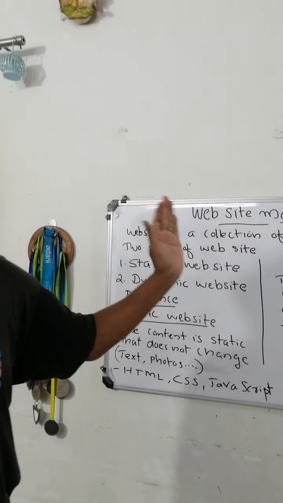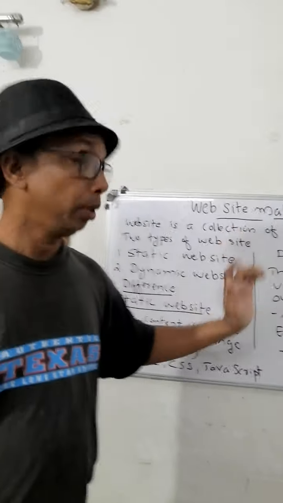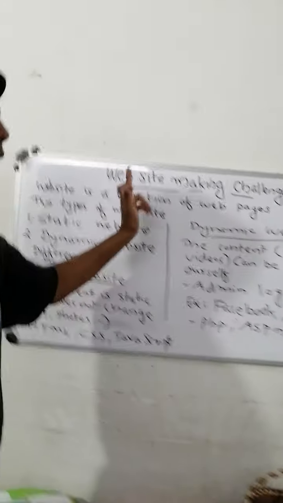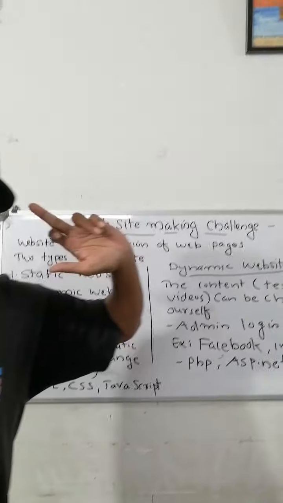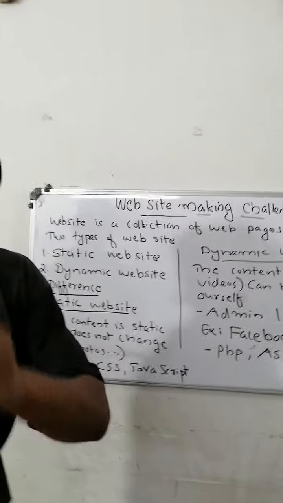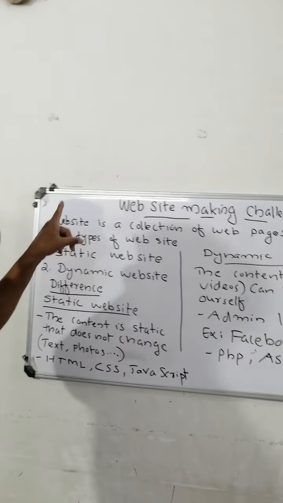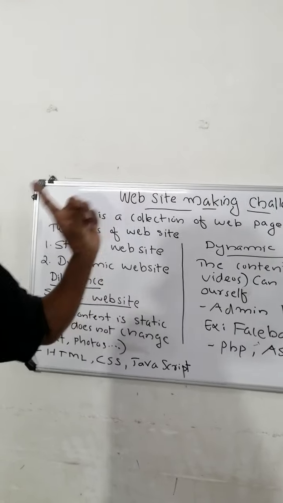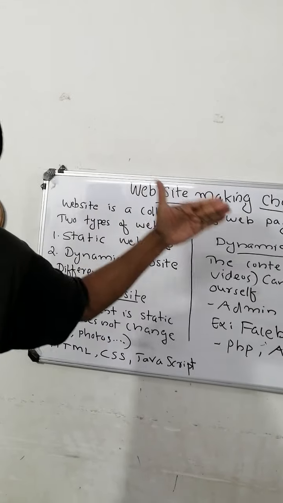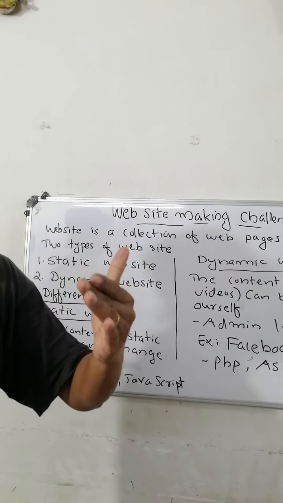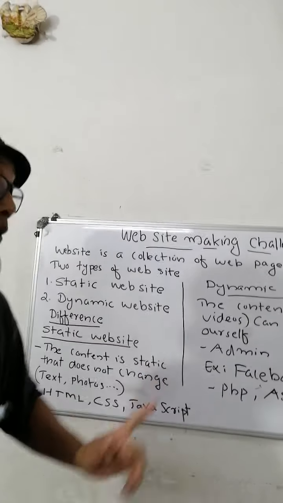Now we can think about the basics of the website. A website is a collection of web pages. There are two types of web pages: one is a static website, another is a dynamic website. So what is the difference between these two websites?